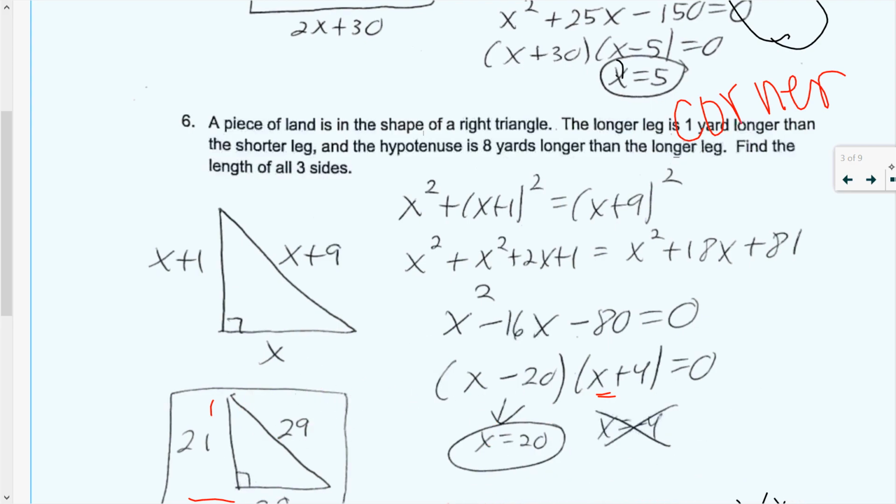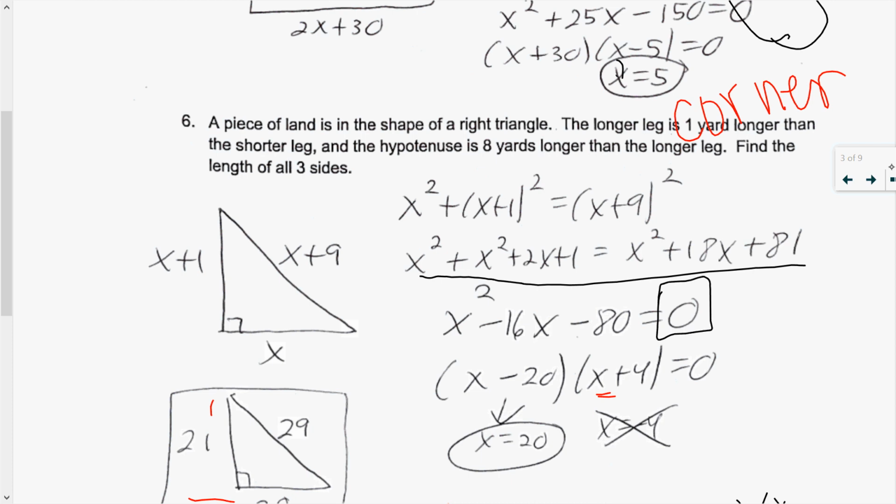Okay, so I FOIL those out. Then again, you always need your 0, so I'm bringing everything to that side. And then you just factor it. I can't have a negative X, I can't have a negative dimension. So 20 is the only answer. Is that okay, Lloyd?